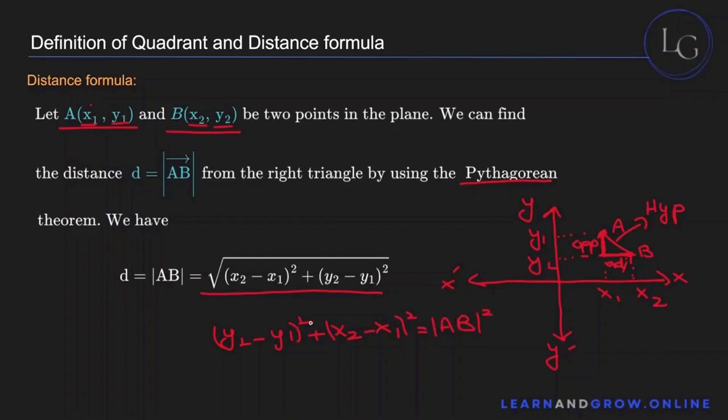Sorry. And if you take the square root over here, you can cancel this out. And that's how you got this distance formula, right? So yeah, that's it.